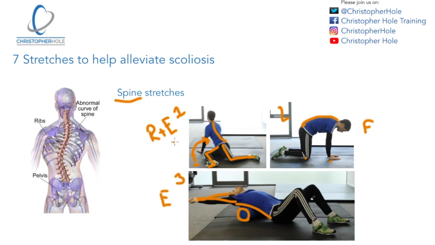So what you're doing there is you're getting all 3 sort of positions or postures of the spine: rotation and extension, flexion, and then extension on its own. So what we'll now look at are the stretches of the hip.